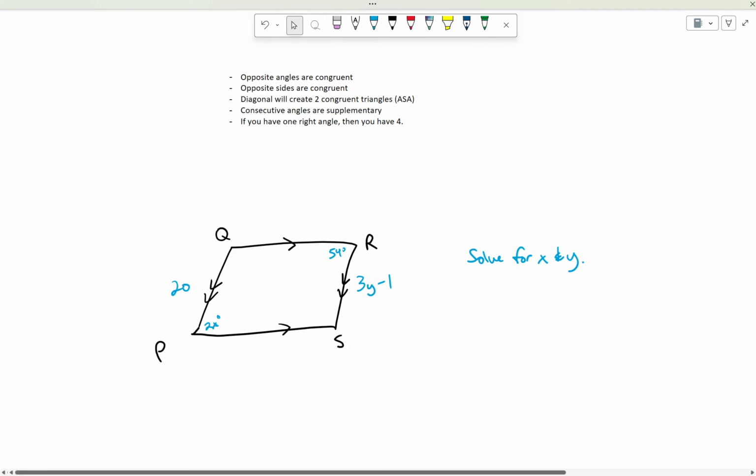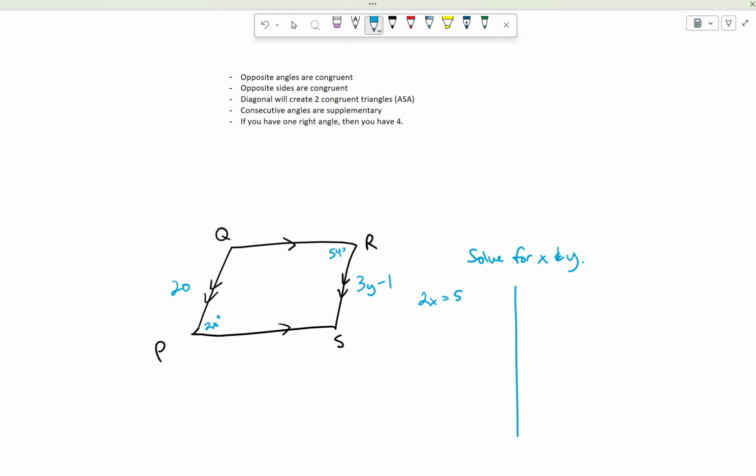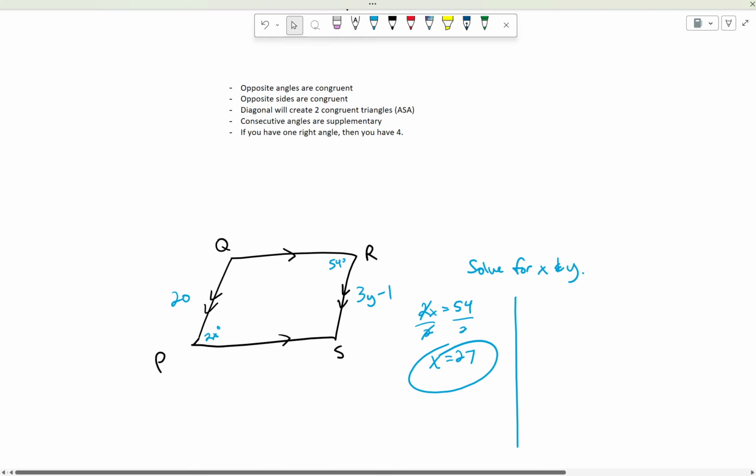The opposite angles are congruent. So this and this, these are opposite angles. These will be congruent. So that's going to be how we're going to solve for x. So we're going to have 2x is equal to 54. Solving for x, divide both sides by 2. So x is going to be equal to 27. That one was straightforward. And then we have the opposite sides. That was the second bullet point here. These are congruent. So 20 and 3y minus 1 are both going to be congruent.